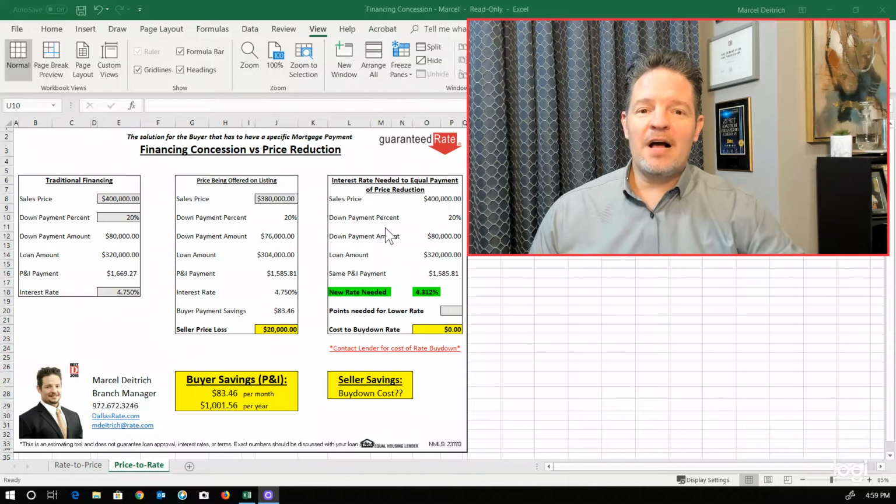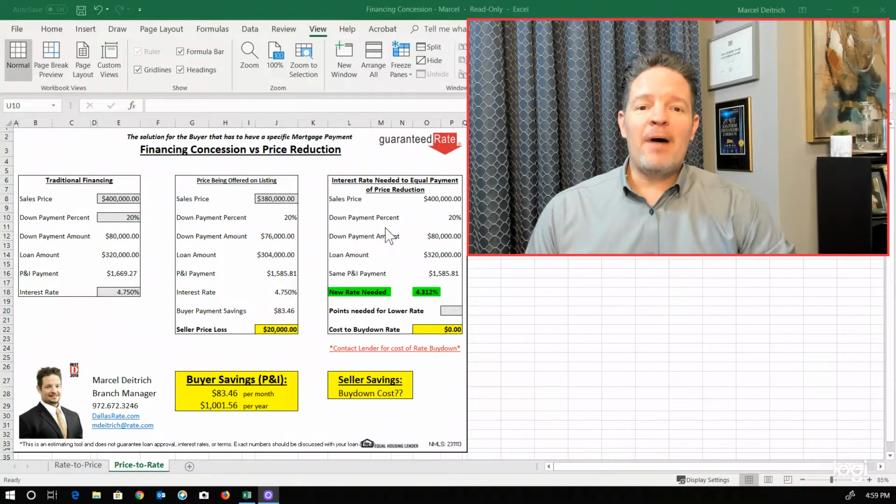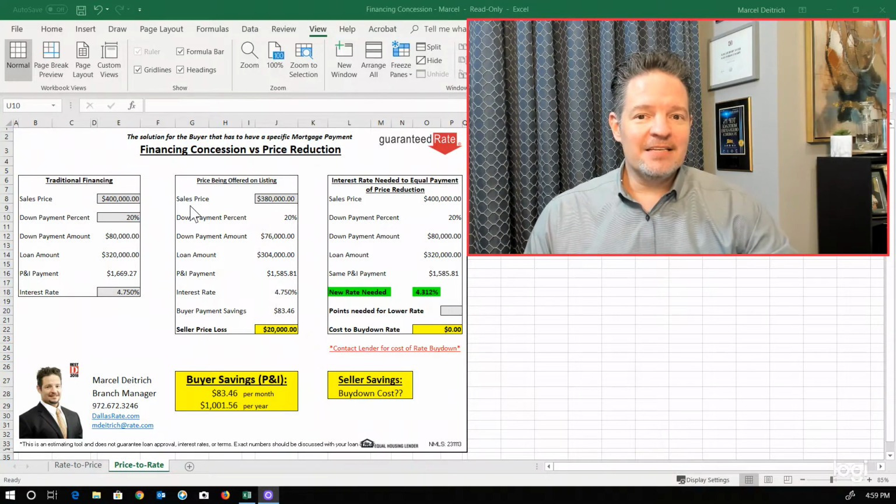I wanted to go over a situation that comes up all the time in real estate for buyers and sellers. This calculator can show you how to get through the situation and come up with a win-win solution for both parties.